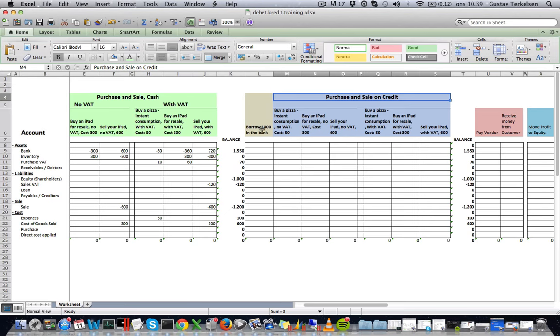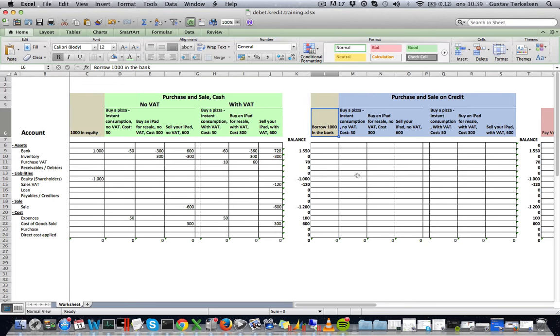So the first transaction here is to borrow $1,000 from the bank. And this transaction looks a lot like the equity we had previously over here. When we borrow $1,000 from our bank, our own bank account increases by 1,000. So we'll put in 1,000 here, because our bank deposits the loan on our bank account. So our bank account increases.